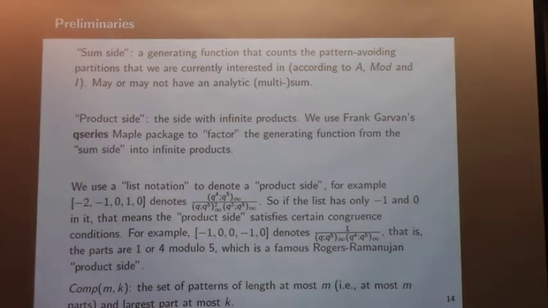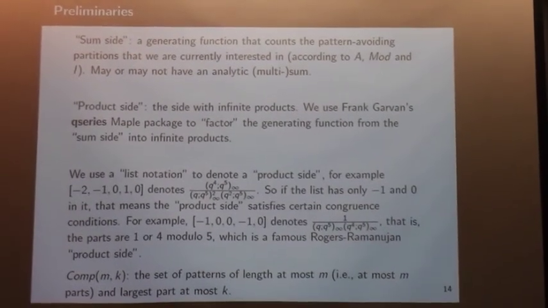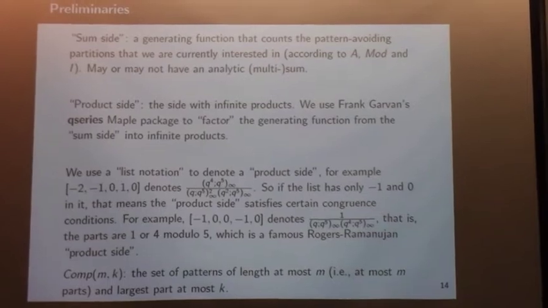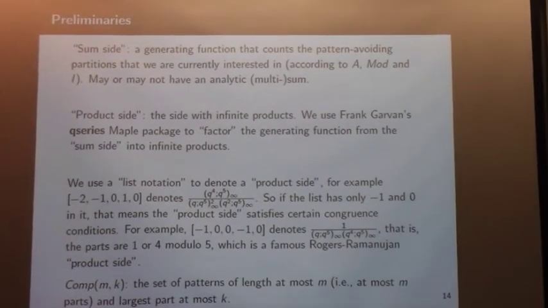Before we go on, let's talk about some preliminaries. We call SUMSIDE a generating function that counts the pattern avoiding partitions that we are currently interested in, according to these restrictions A, mod, and I. This generating function may or may not have an analytic sum or multi-sum. We still would like to call it SUMSIDE. And the product side is a side with infinite products.